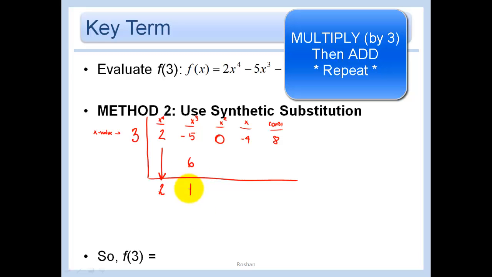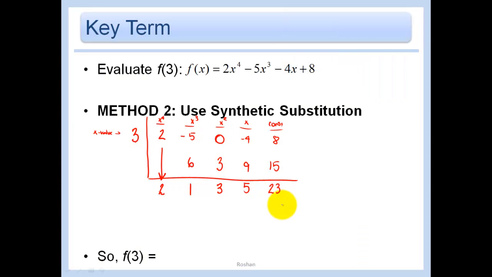Then I do the same thing. 1 times 3 is 3, and then I add 3. 3 times 3 is 9. 9 minus 4 is 5. Multiply again is 15, and then you add 23. And so my answer is just this part right here. And so that means that f of 3 is 23.